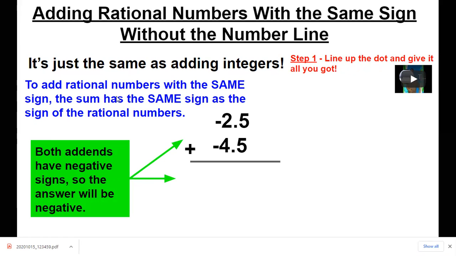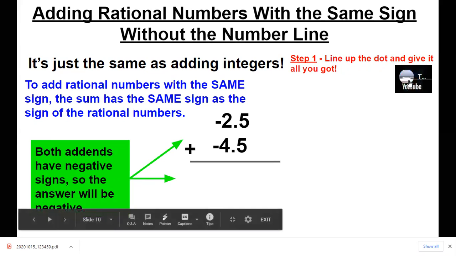Step 1, line up the dot and give it all you got. I just have to play the song, so here we go. Hopefully it'll pop up here.